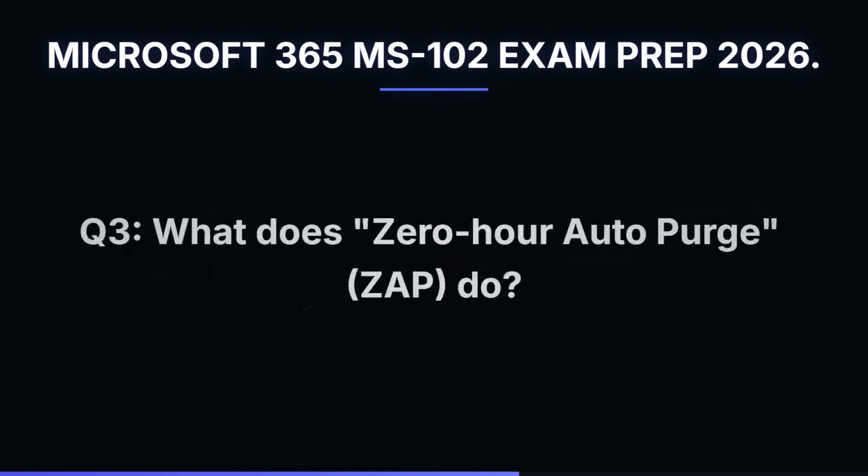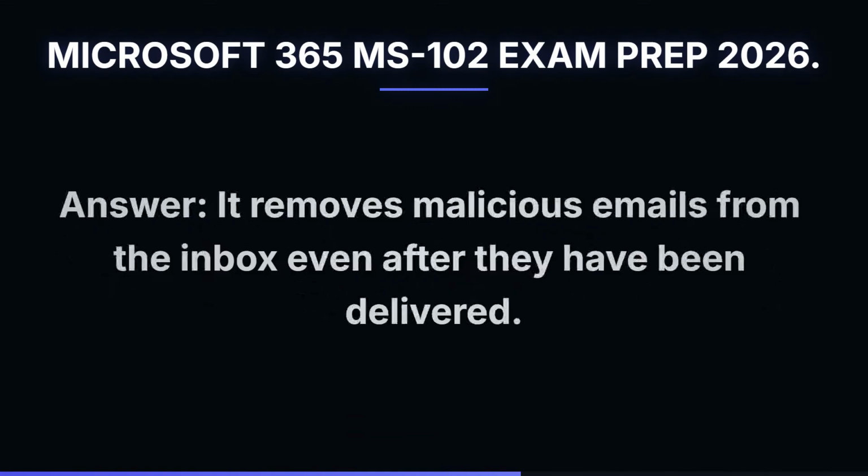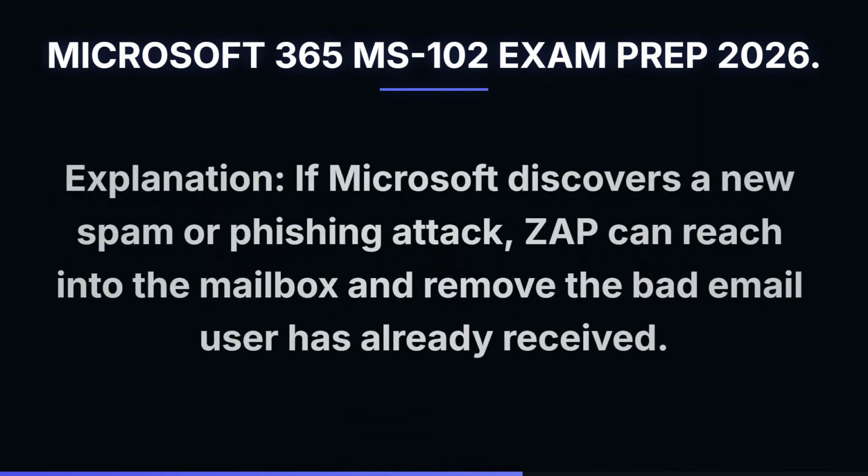Q3. What does Zero-Hour Auto Purge (ZAP) do? Answer: it removes malicious emails from the inbox even after they have been delivered. Explanation: if Microsoft discovers a new spam or phishing attack, ZAP can reach into the mailbox and remove the bad email the user has already received.